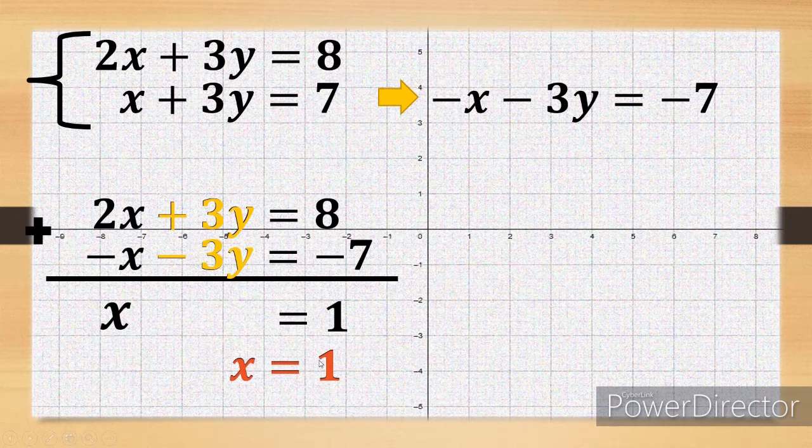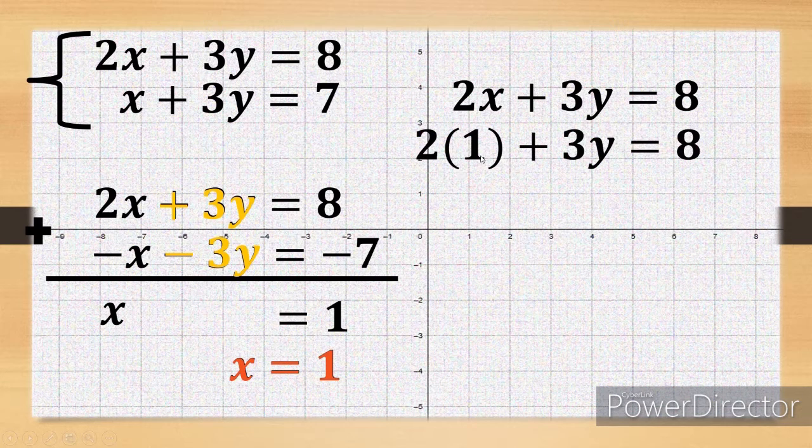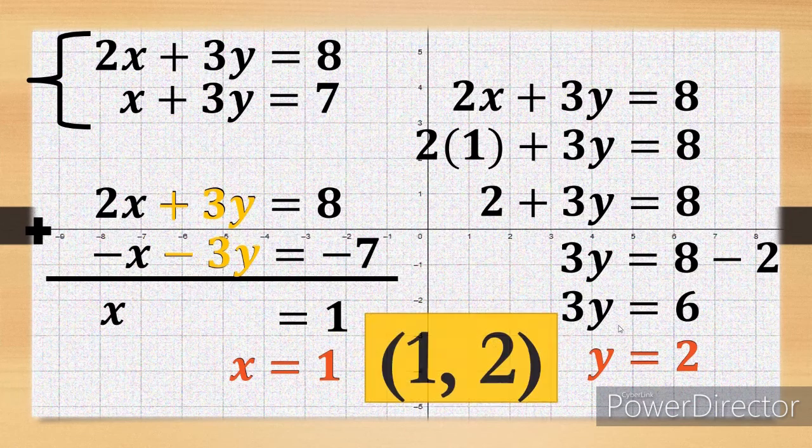And since may value na tayo ng x, pwede na natin siyang i-substitute sa isa sa ating original equation to find y. Okay? So, let us substitute x to the first equation. We have 2x plus 3y equals 8. We have 2 times 1 plus 3y equals 8. 2 times 1 is 2 plus 3y equals 8. So, we have 3y equals 8 minus 2. And 8 minus 2 is 6. Divide both sides by 3. Y is equal to 2. Therefore, the solution of the system is (1, 2).